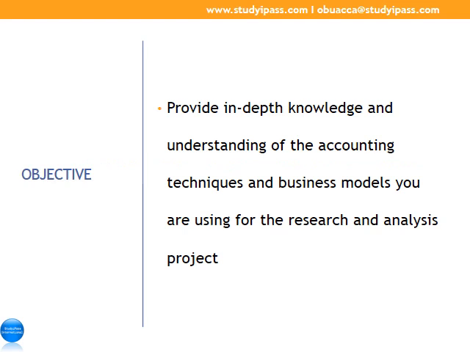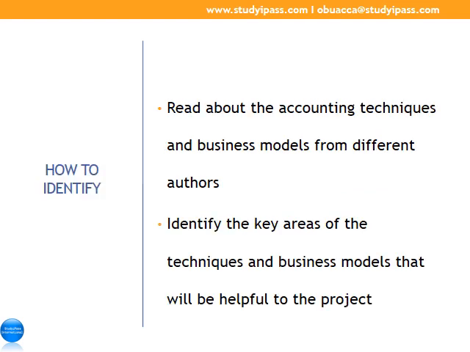The objective of 2.5 is to provide in-depth knowledge and understanding of the accounting techniques and business models you are using for the research and analysis project. What the marker is seeking to know is whether you understand the accounting techniques and business model you are using for topic 17. So you answer by 1, reading about the accounting techniques and business models from different authors, and 2, identifying the key areas of the accounting techniques and business models that will be helpful to the project.